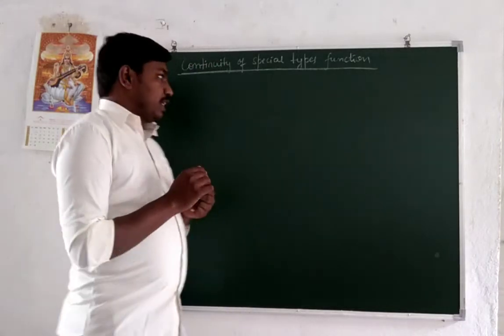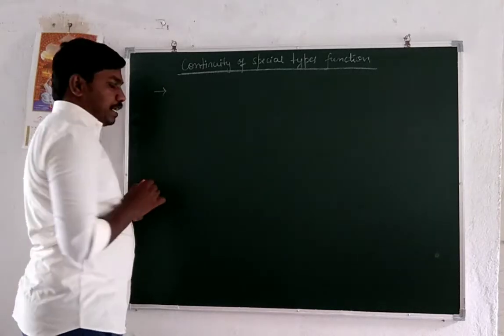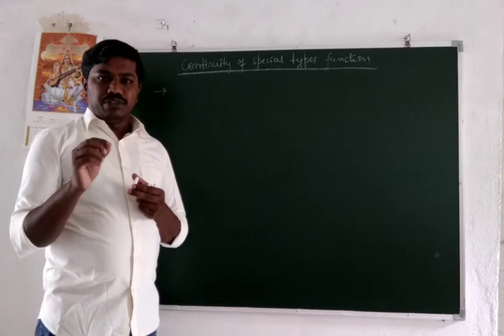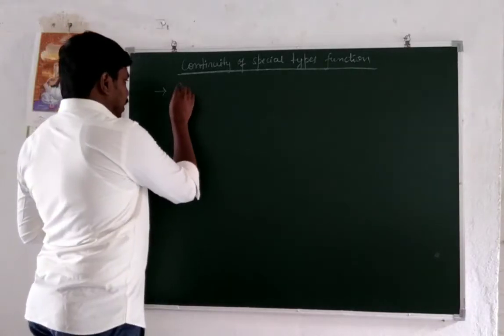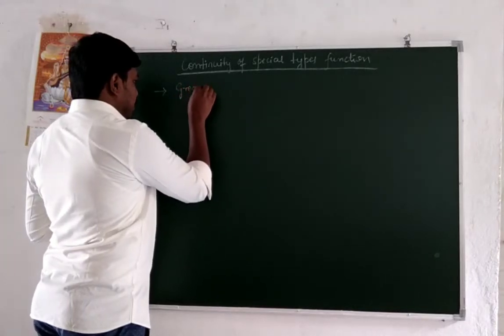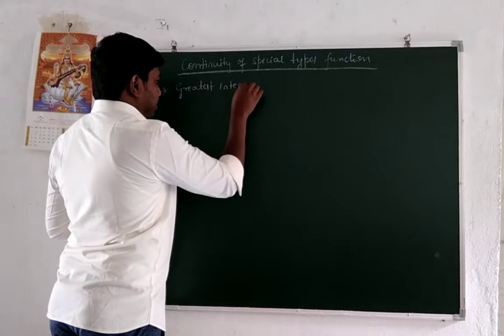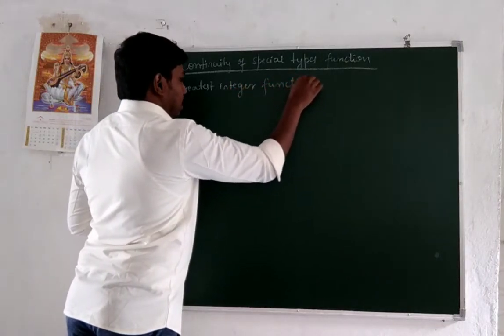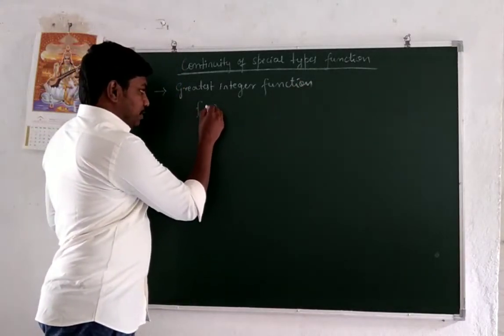So let's see the first one: continuity of a function in which the signum function is involved. Continuity of a function in which the greatest integer function is involved. So if a greatest integer function is involved, what do we do? Greatest integer function, generally.